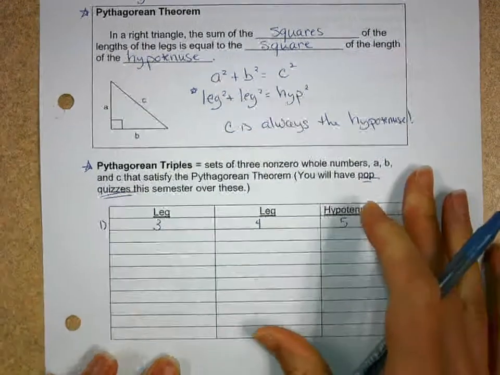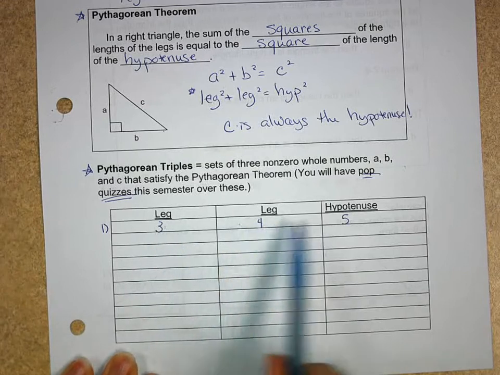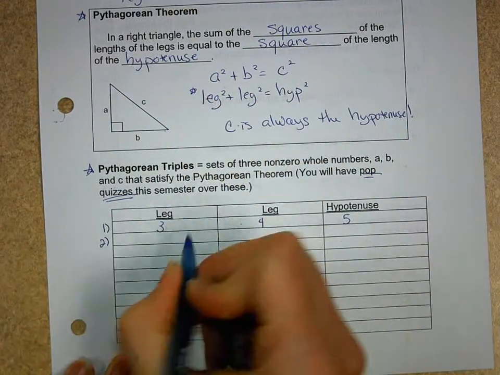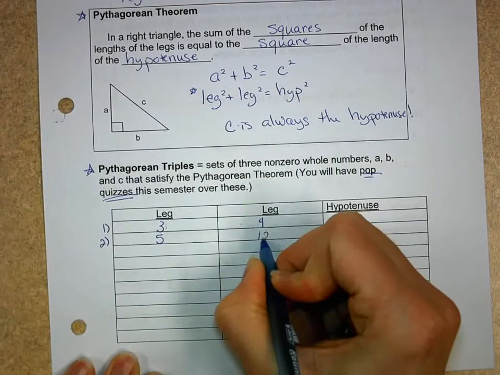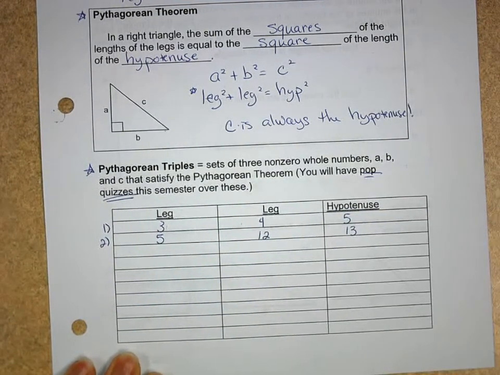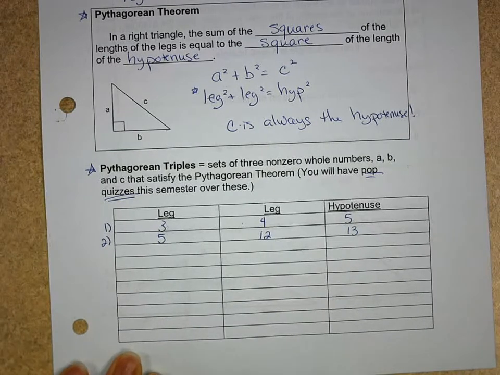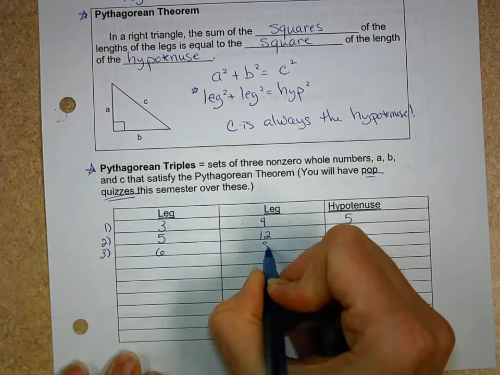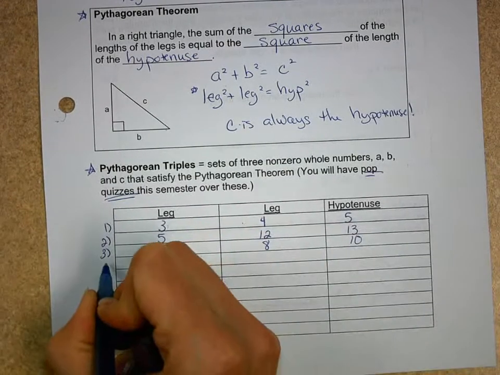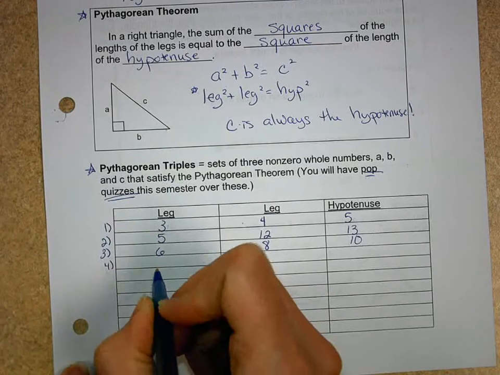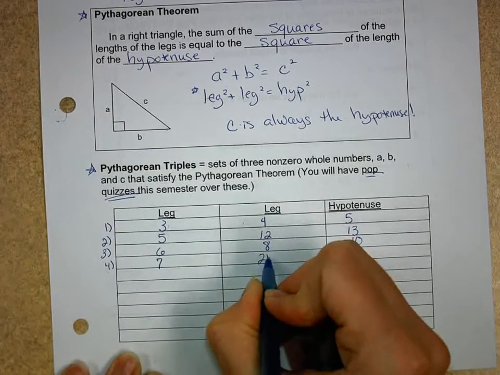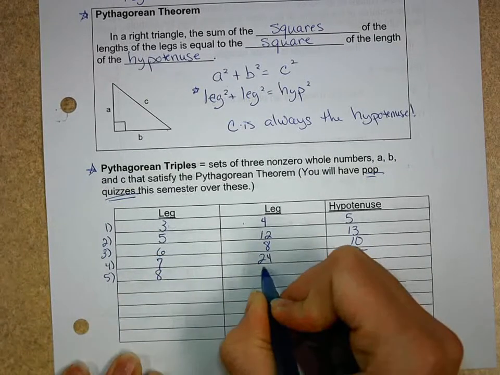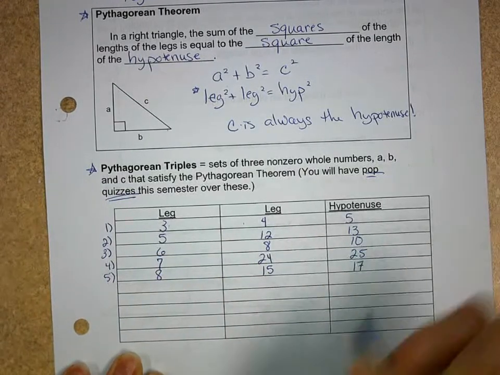So the first set is the smallest Pythagorean triple that works. Remember, these have to be whole numbers, and it's just 3, 4, 5. So leg, leg, hypotenuse. These automatically work in the Pythagorean theorem. Our next one is 5, 12, 13. And I will teach you tricks as we go how to memorize these every few days. The next one is 6, 8, 10. The fourth set you have to know is 7, 24, 25. The fifth set is 8, 15, 17.